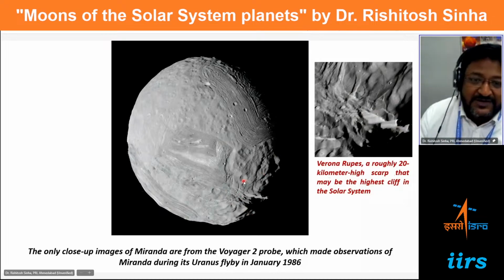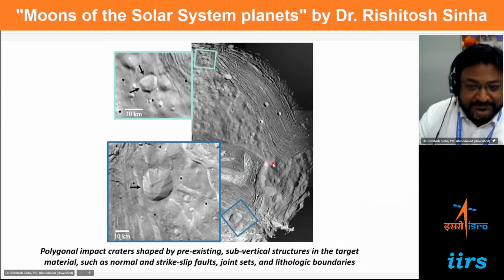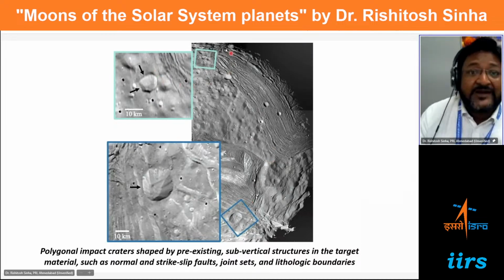It's very much intriguing how such a high-standing scarp can form on such a moon. That tells a lot about the active interior of these planetary bodies, and not only active, but extensively active interior. Not only that, there have been some other tectonic evidences, like these polygonal craters.